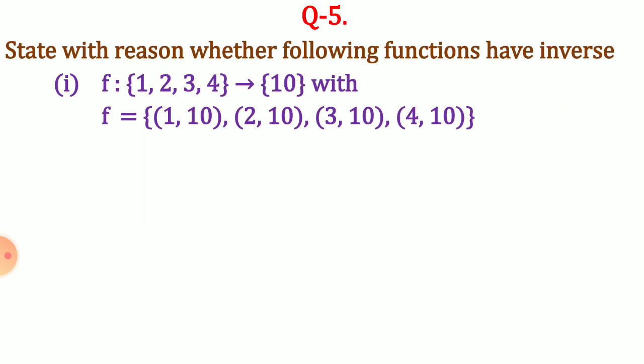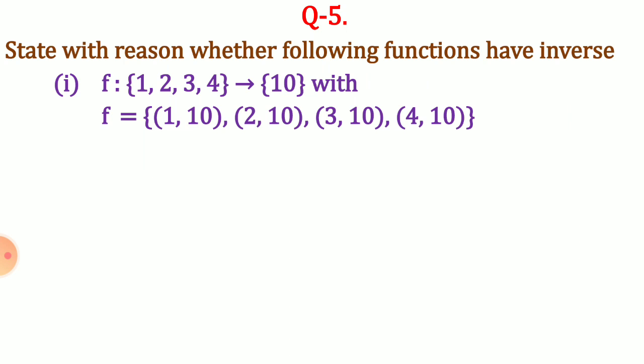Here, for x1 and x2 belonging to the set {1, 2, 3, 4}, f of 1 is equal to 10 and f of 2 is equal to 10 again. So f of 1 is equal to f of 2 but 1 is not equal to 2. Therefore f is not a one-one function, because the image of 1 is 10 and the image of 2 is 10, meaning the same image.